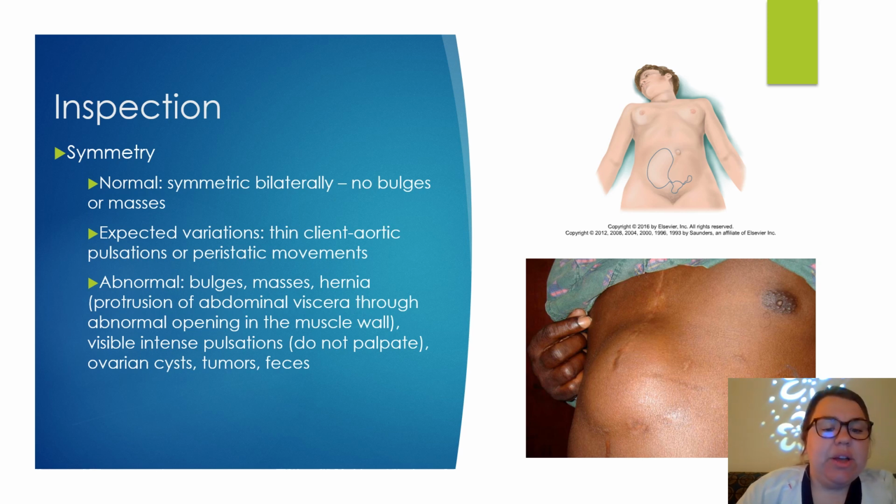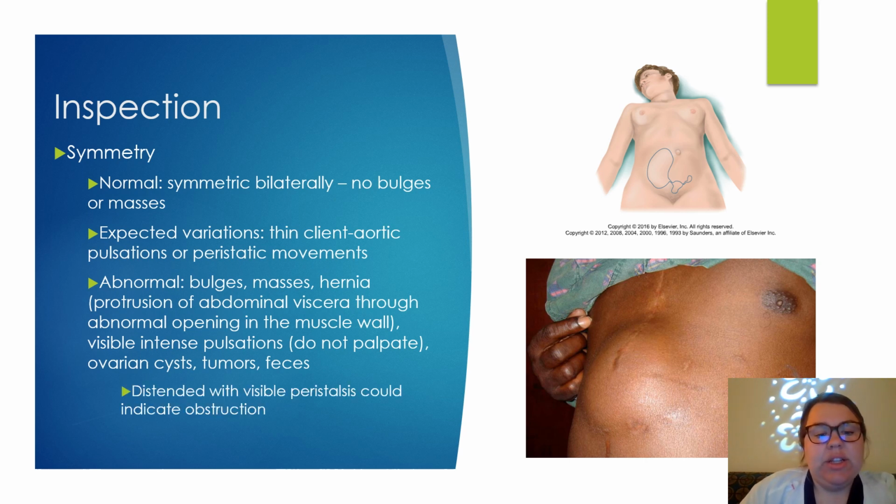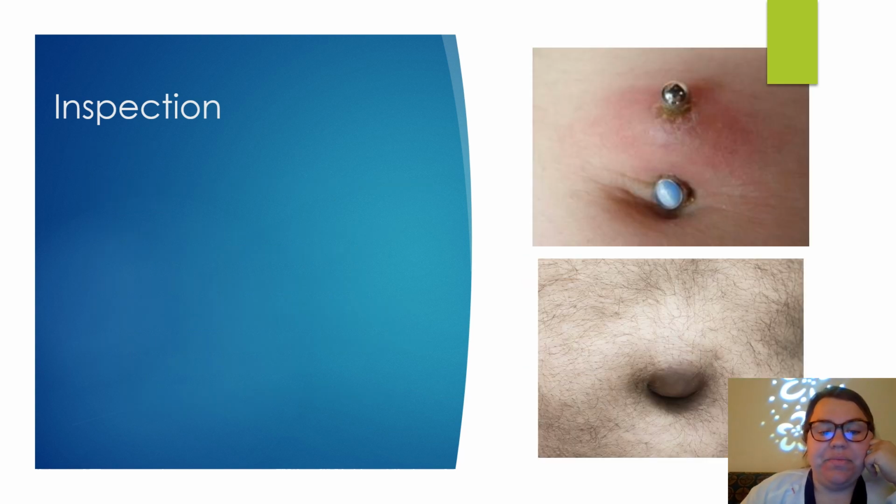Visible, intense pulsations. Now this is if they even have to palpate it. If they have tumors or very large cysts, or if they're impacted with feces, that's abnormal. Distended with visible peristalsis could indicate a bowel obstruction.